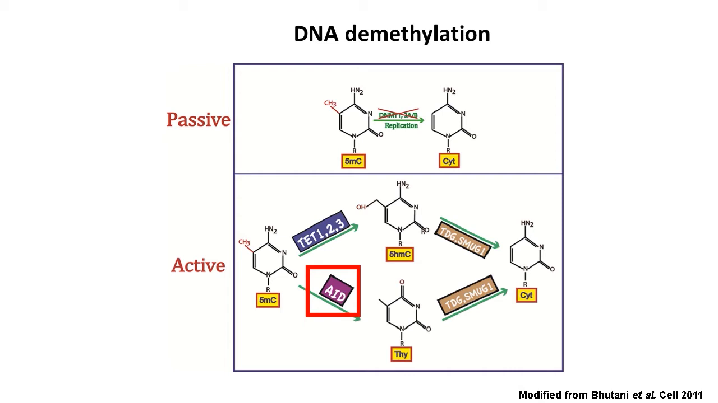The passive mechanism is when DNA replication takes place in the absence of DNA methyltransferases, and the active mechanism involves the function of enzymes such as dioxygenases, TET, and AID. So AID is a deaminase. It converts 5-methylcytosine to thymine, and with the help of the DNA base excision repair system, the thymine is replaced by cytosine, and that's how AID is involved in DNA demethylation.